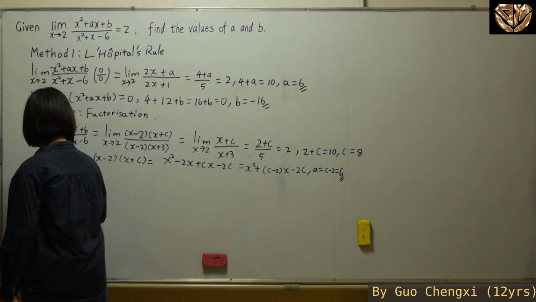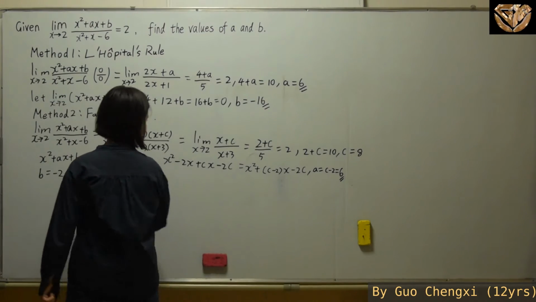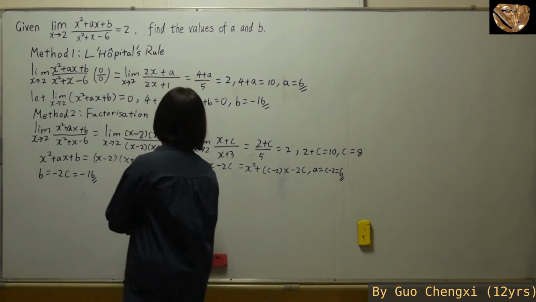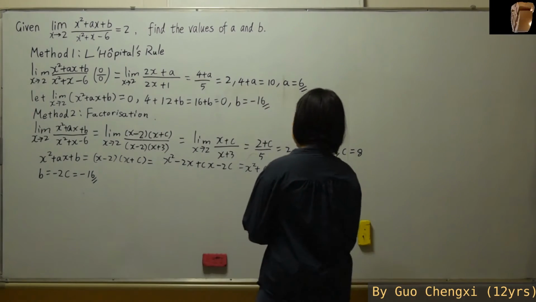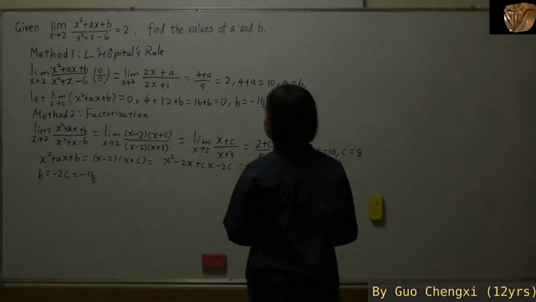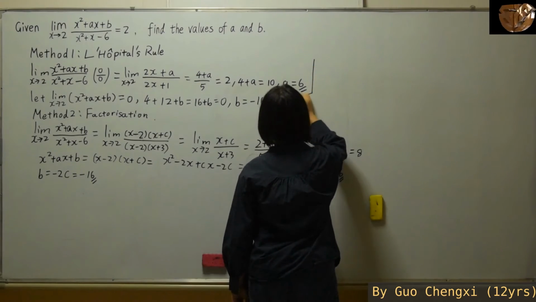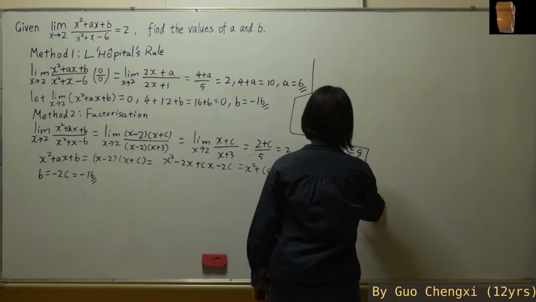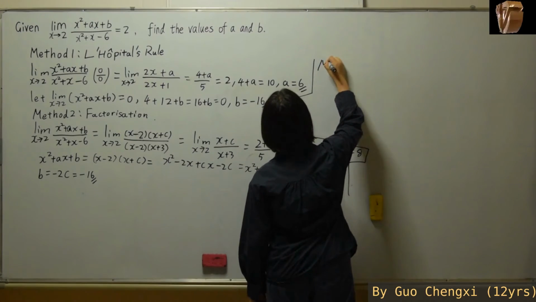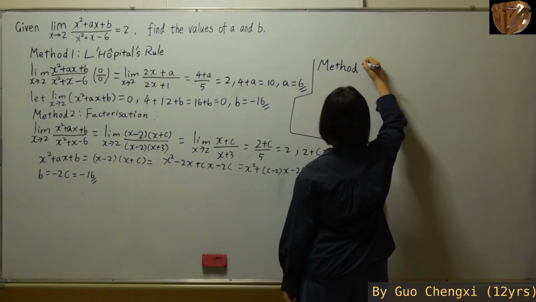So b is equal to negative 2c, which will result in negative 2 times 8, which is negative 16. So over here, this is for our second method, factorization. Moving on to method 3, we'll still have factorization. It is just that other than factorization, we also have another method which is called partial fractions.